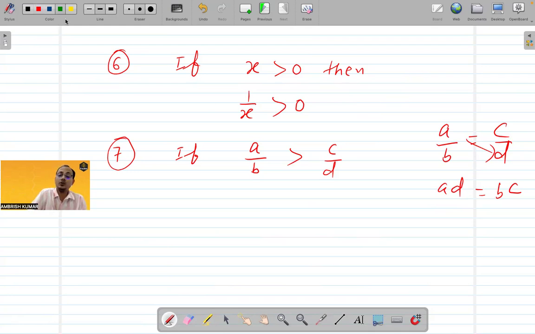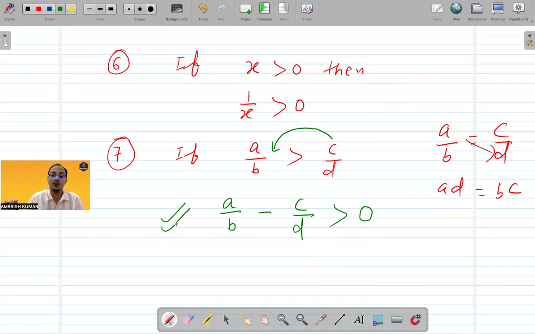Rather, what you do, just take this right hand side expression to the left hand side. A by B minus C by D, and this you write as greater than 0. So this is the recommended process that we always follow.